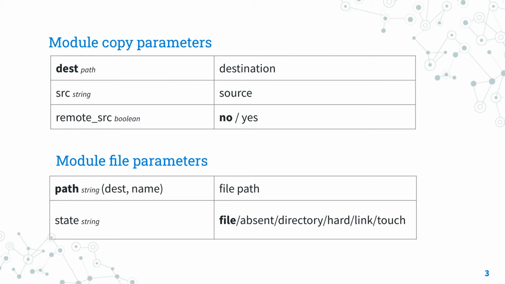The parameter list is pretty wide, but I will summarize the most useful for this use case. For the copy module, the only required parameter is dest, that specifies the destination path. The src, the source file, is presumed to be on the controller host. It could be a relative or absolute path.